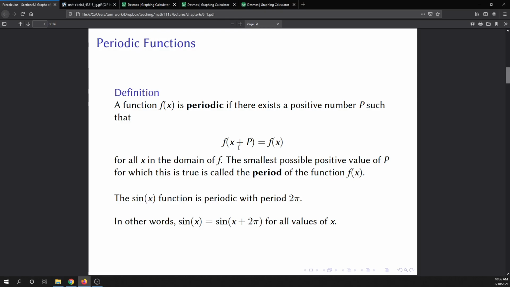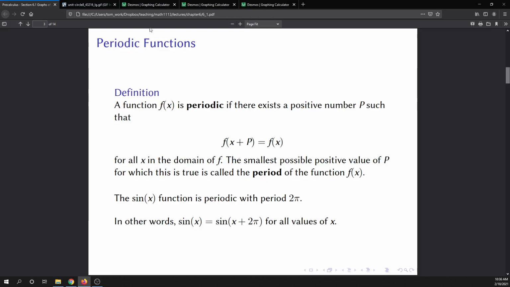So here's the technical definition of a periodic function. A function is called periodic if there's a positive number p such that f of x plus p is the same as f of x. And that smallest value for which that's true is called the period of the function.